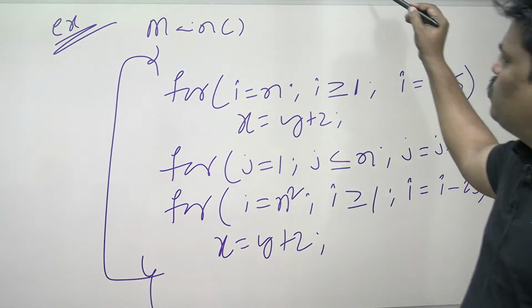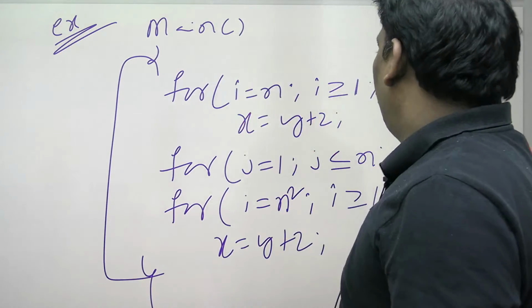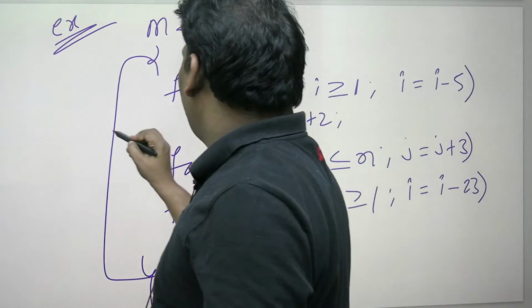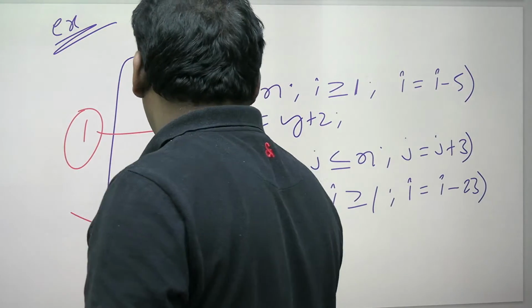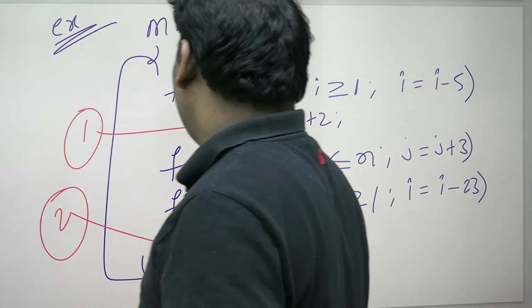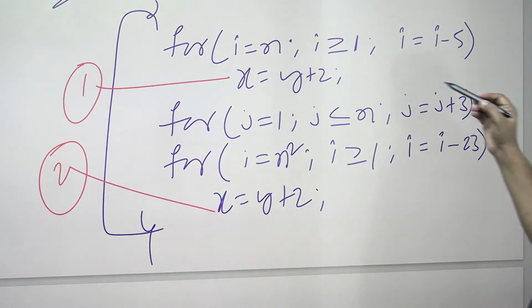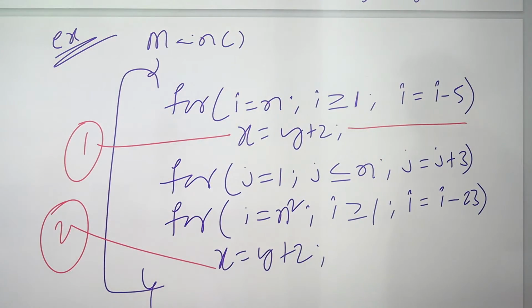Now can you see this one? So how many statements are there in this program? It is the first statement. It is the second statement. Next one. Can you say what is the first statement's order of magnitude?